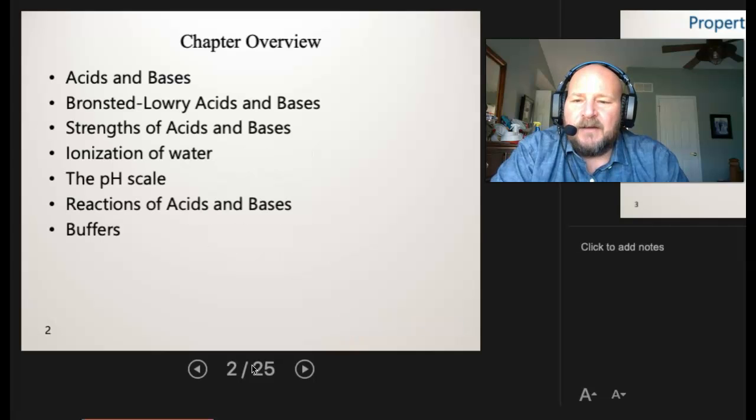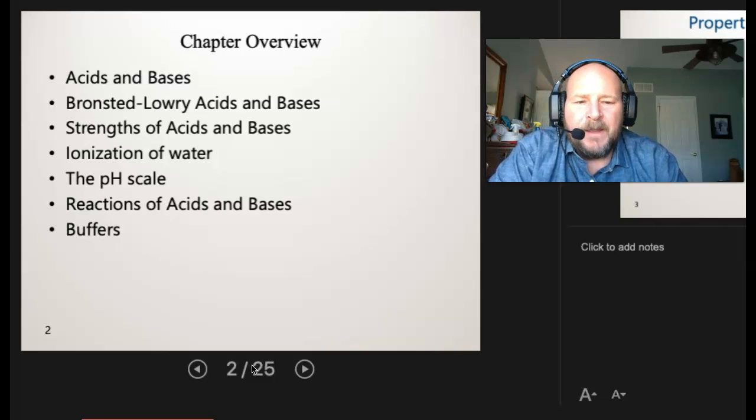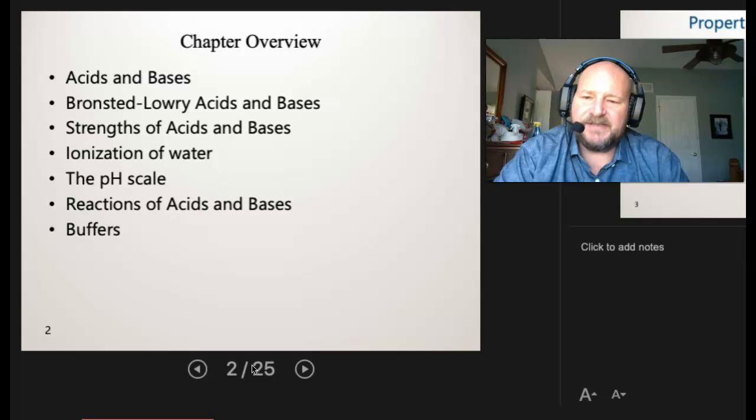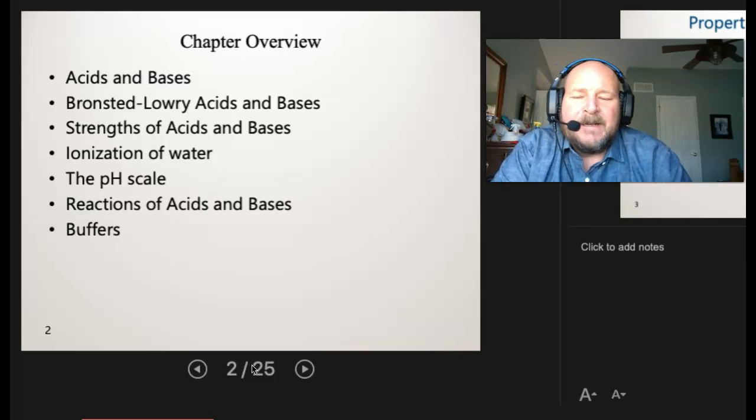So in this chapter, what we're going to focus on is acids and bases, specifically Bronsted-Lowry acids and bases. We'll look at the strengths of acids and bases. To do that, we'll look at the ionization of water and then see how that plays out on the pH scale. After that, we'll focus in on reactions of acids and bases, basically looking at neutralization. For the Chem 110 course, we'll look at titration as well. And then we'll finish out with buffers.